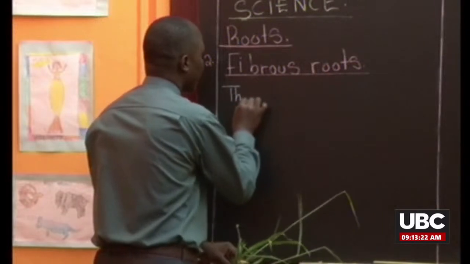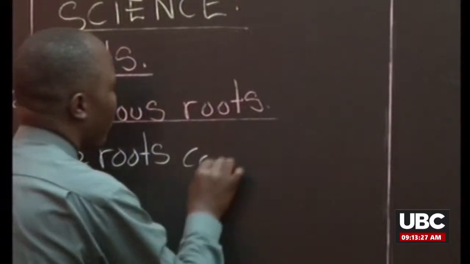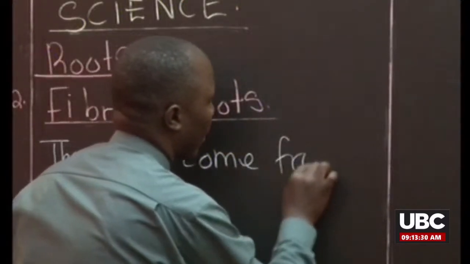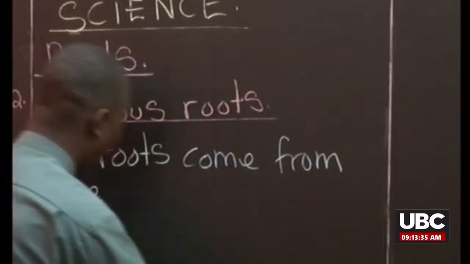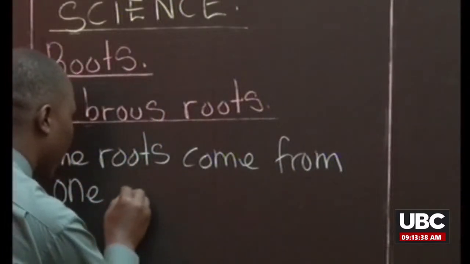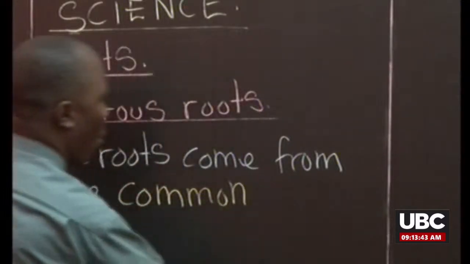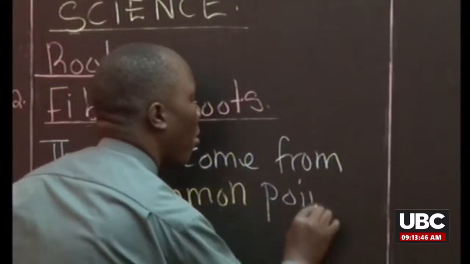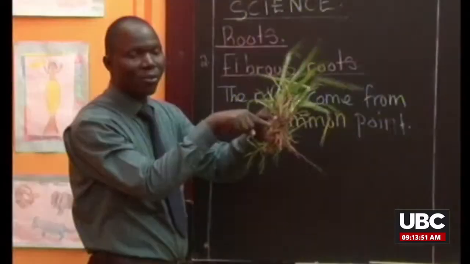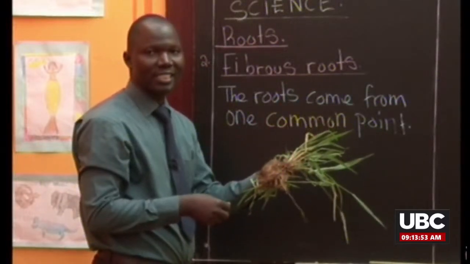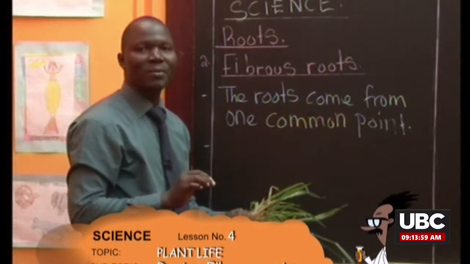Say the roots come from one common point. Children, all these roots are coming from one common point. After coming from one common point, what do they do?